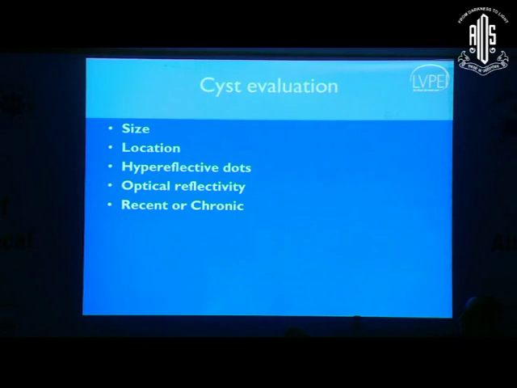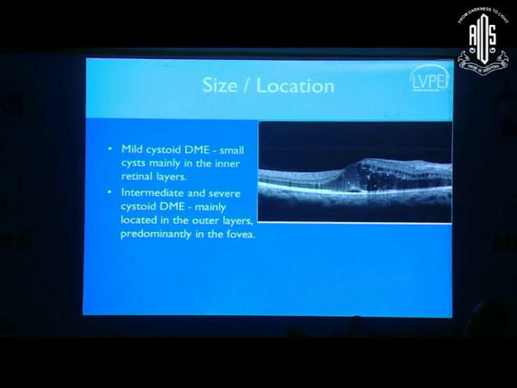So what do we look at in the cyst when we have a patient with cystoid macular edema? These are a couple of things you would be looking at. What is the size of the cyst, where these cysts are located, what are the hyperreflective dots, if it has an optical reflectivity, and the most important for us to prognosticate, whether it is a recent-looking cyst or a chronic cyst.